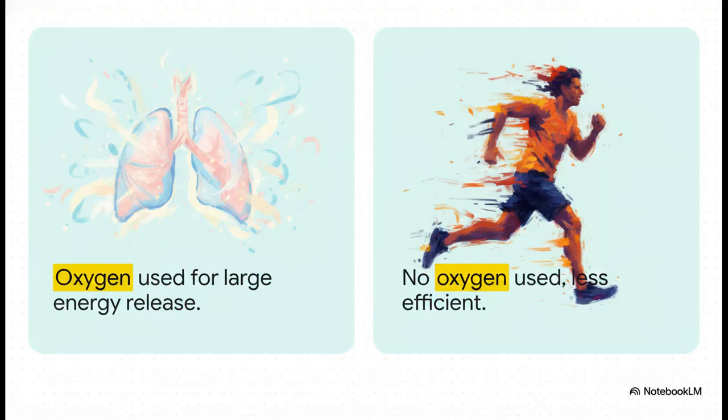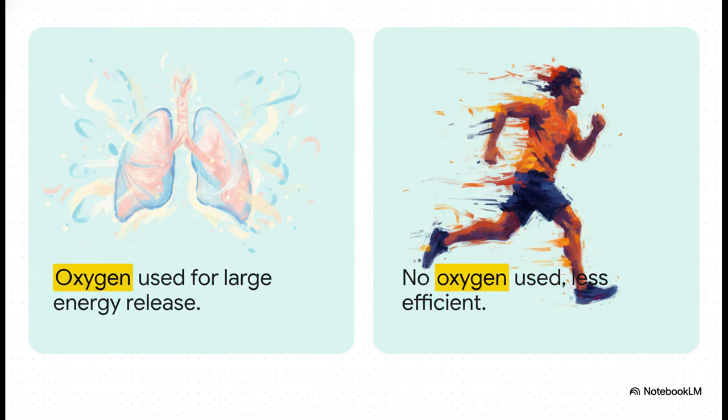Now, what's really interesting is how our cells actually use those ingredients once they have them. We have aerobic versus anaerobic respiration. Aerobic respiration uses that oxygen you just breathed in, combining it with glucose to release a massively large amount of energy, and producing carbon dioxide and water as waste.